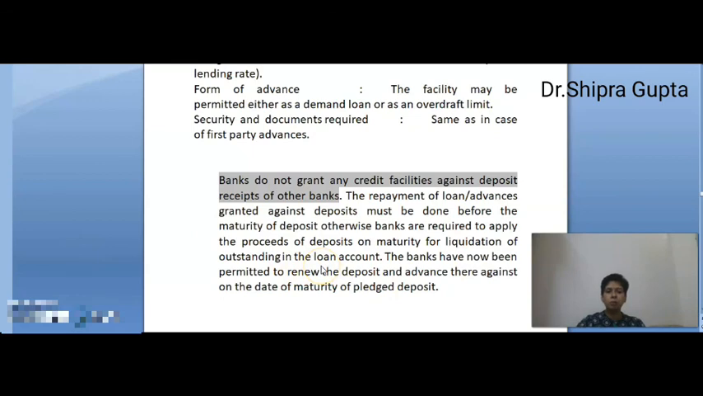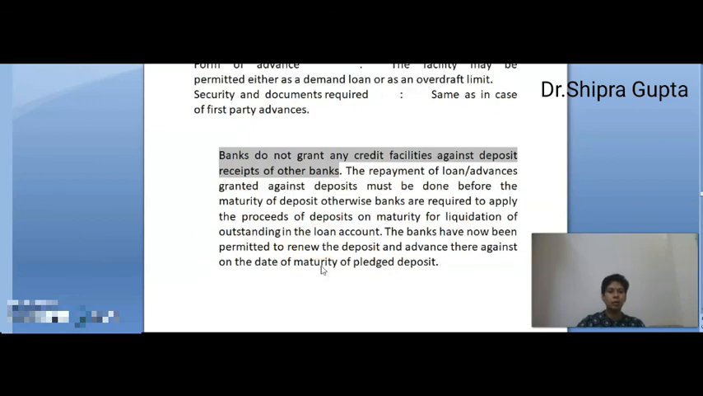The banks have now been permitted to renew the deposit and advance against it on the date of maturity of the pledged deposit.